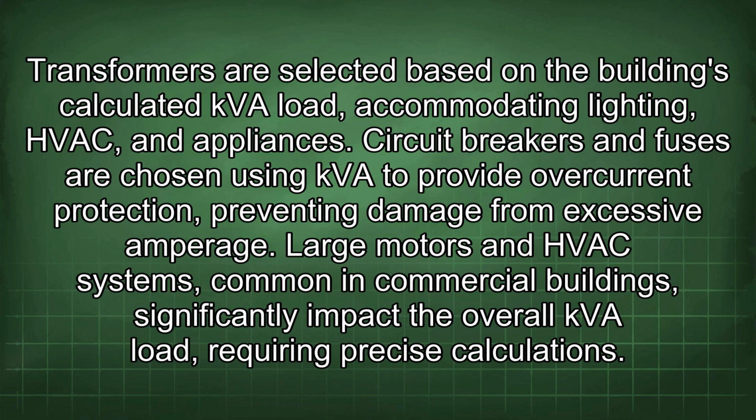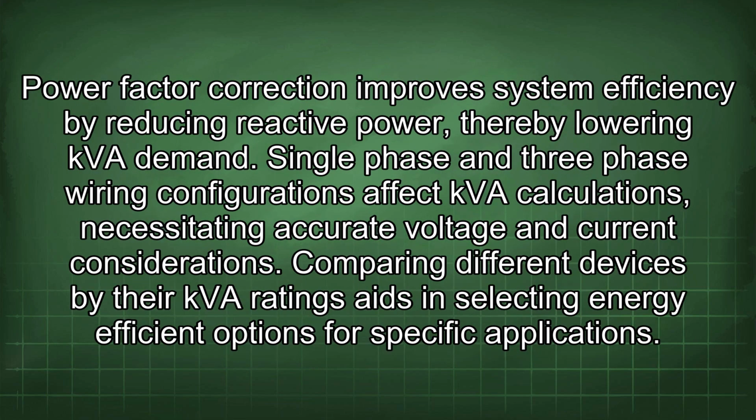Large motors and HVAC systems, common in commercial buildings, significantly impact the overall kVA load, requiring precise calculations. Power factor correction improves system efficiency by reducing reactive power, thereby lowering kVA demand. Single-phase and three-phase wiring configurations affect kVA calculations, necessitating accurate voltage and current considerations. Comparing different devices by their kVA ratings aids in selecting energy-efficient options for specific applications.